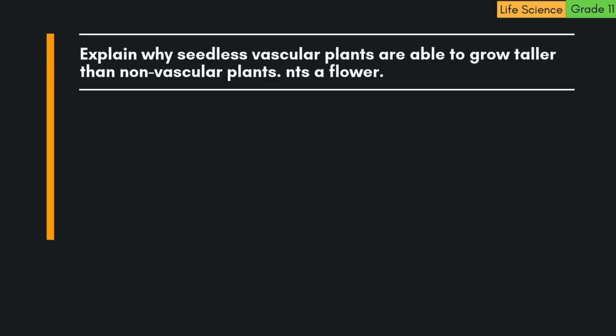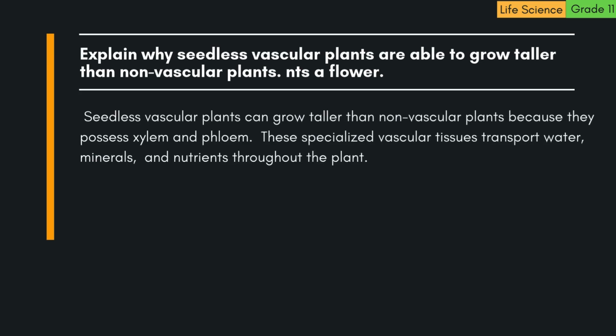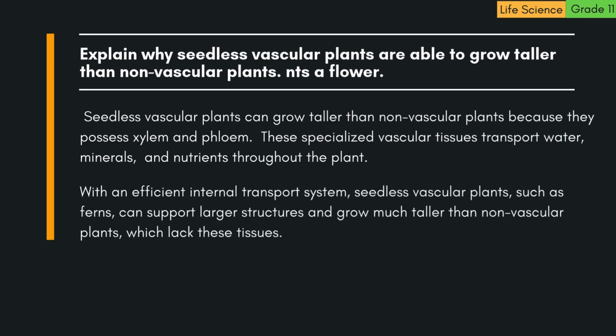Question: Explain why seedless vascular plants are able to grow taller than non-vascular plants. 1. Seedless vascular plants can grow taller than non-vascular plants because they possess xylem and phloem. These specialized vascular tissues transport water, minerals, and nutrients throughout the plant. With an efficient internal transport system, seedless vascular plants, such as ferns, can support larger structures and grow much taller than non-vascular plants, which lack these tissues.